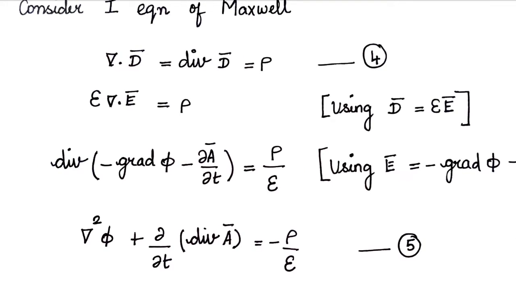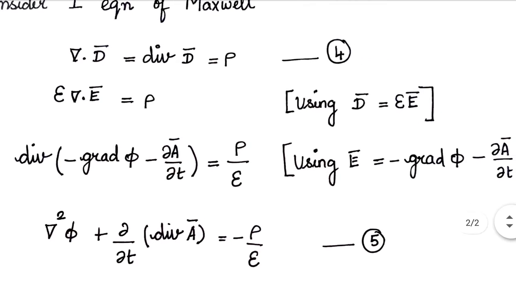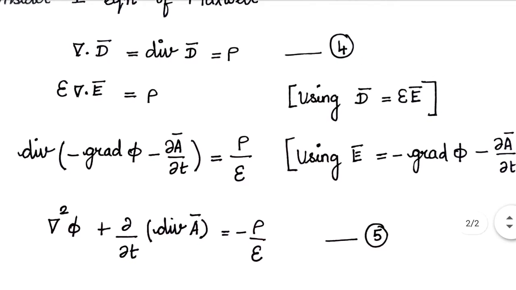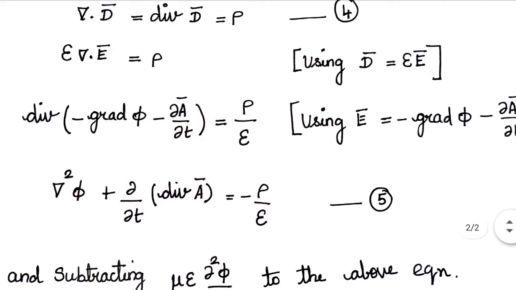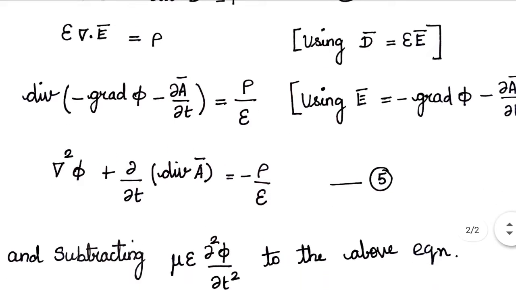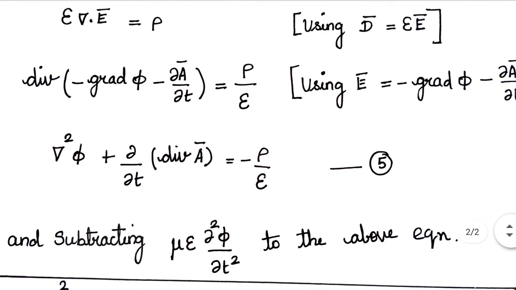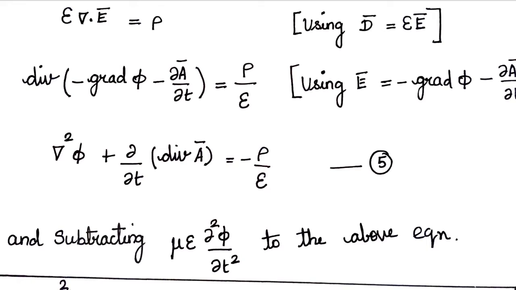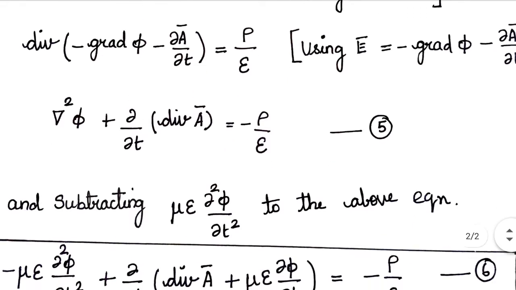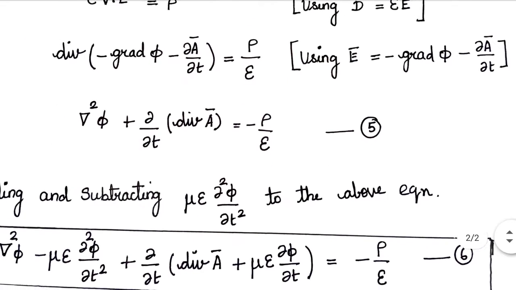On the other hand, we have div in place of E vector. We write minus grad phi minus dou A by dou t. So multiplying everything, we get del square phi plus dou by dou t of div A equal to minus rho by epsilon, since we are multiplying a minus there all together. So when we multiply, on the left hand side everything becomes a plus, and on the right hand side we will get a negative sign. So let us take it as equation number 5.